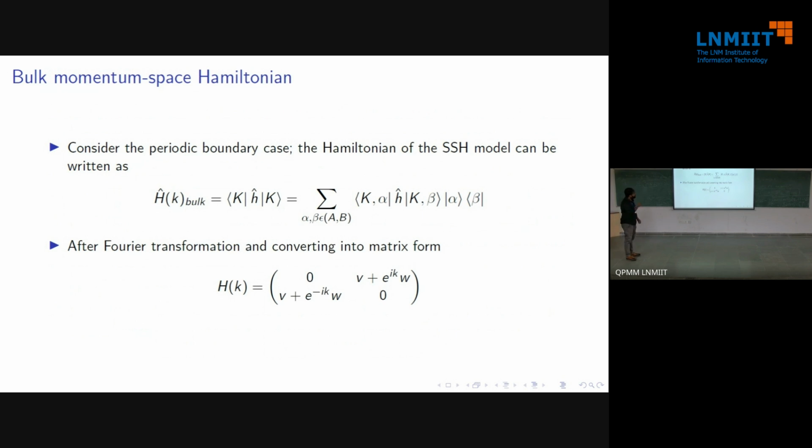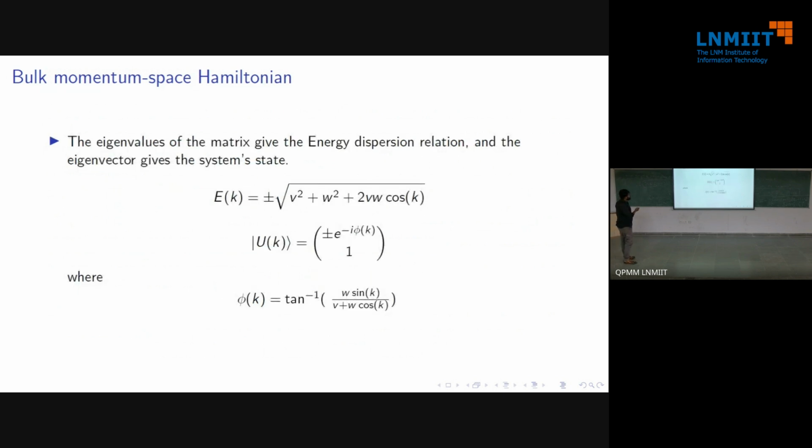Now, another interesting phenomenon with these topological insulators is the bulk boundary correspondence. That means if you are able to study the bulk, you can predict what is happening at the boundaries. To study the bulk, we connect these edges and make it a periodic system, and do the Fourier transformation in the momentum basis, with my basis as k and alpha, with alpha going over a and b, the sublattices. After doing the Fourier transformation, this is my Hamiltonian, and diagonalizing it gives us the energy spectrum as well as the eigenvector.